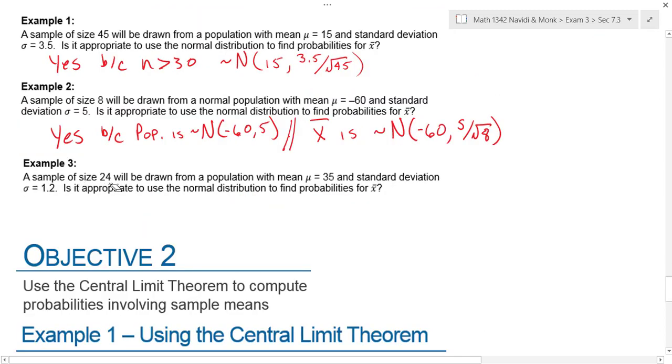Example 3. A sample of size 24 will be drawn from a population with mean mu equals 35 and a standard deviation of 1.2. Is it appropriate to use the normal distribution to find the probabilities for x bar? n is less than 30 and our population distribution is unknown. Remember, in order for the Central Limit Theorem to apply, one or the other has to happen. Either your sample size needs to be bigger than 30 or your population has to be normally distributed. If both of those things fail, then you cannot use the Central Limit Theorem.